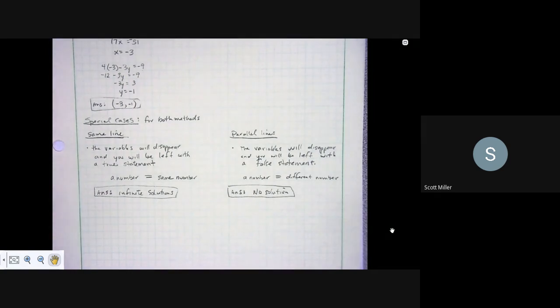So those are the three methods. You'll be required to be able to show me all three methods on a system. So I'll give you a system and ask you to solve it graphically, using the substitution technique, and then also the elimination technique, the same system. So be prepared for that, and we'll do more examples in class.